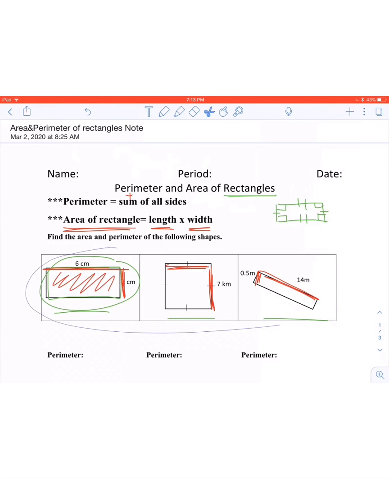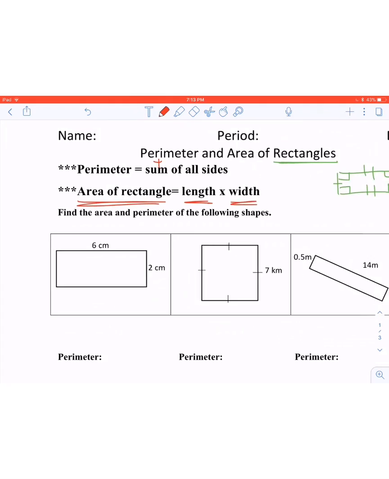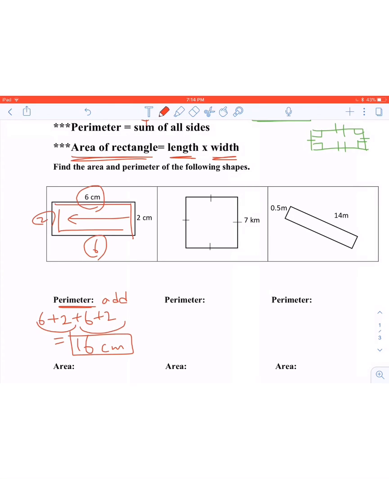So let us start with the first example. To find the perimeter, we have to add all sides. We know that this has a side of 6 plus 2, but it also still has 2 more sides. Since this is 6, the opposite end is also 6, so add 6 more, and then add 2 more. So it'll be 8 plus 8, which is 16 centimeters. So the perimeter of the rectangle in the first example is 16 centimeters.